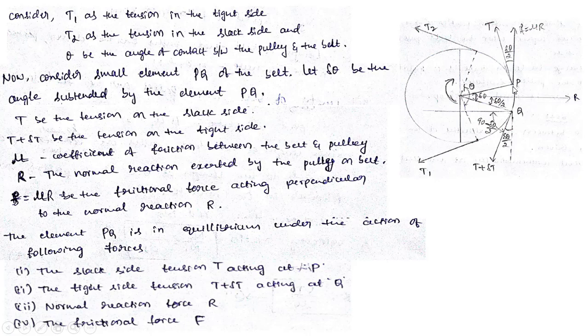Next, this element PQ will be in equilibrium, or you can say the considered element PQ will be in equilibrium under the action of some forces, and we will see what are those forces which keep that element PQ in equilibrium. So the slack side tension T acting at point P, and tight side tension T plus delta T acting at point Q, and normal reaction force R, and frictional force F. So under the application of all these forces, this element PQ will be in equilibrium. Due to the action of these forces T, T plus delta T, R, and this frictional force F, this element PQ will be in equilibrium.